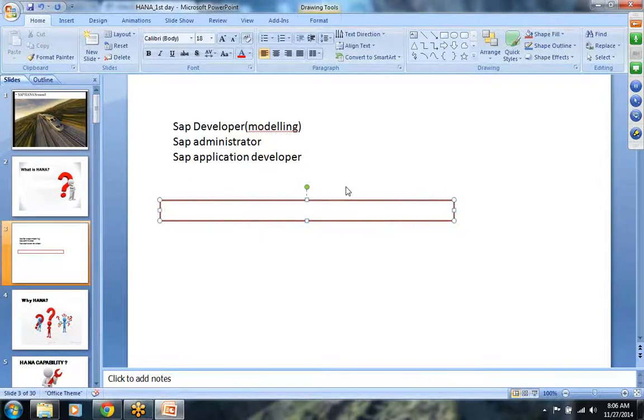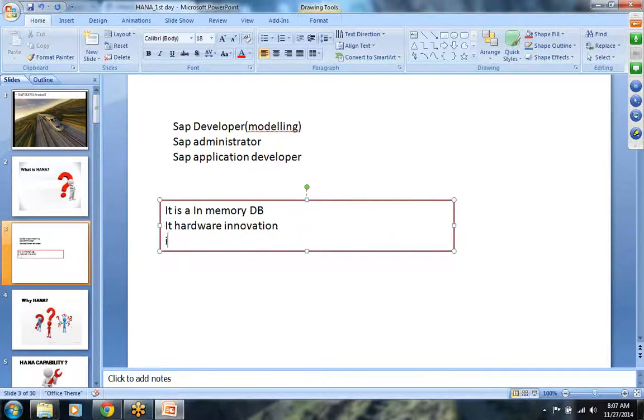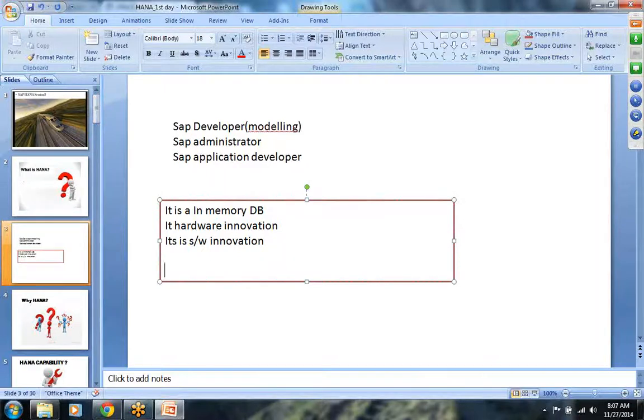So first of all, it is an in-memory database. Secondly, it is a hardware innovation. Thirdly, it is a software innovation. So all put together it is called an appliance.